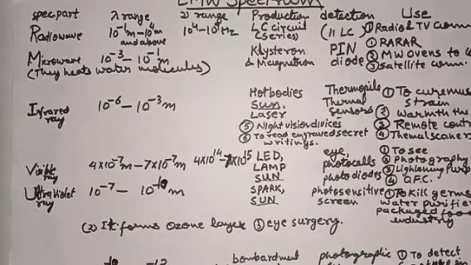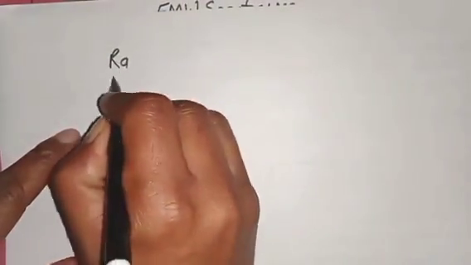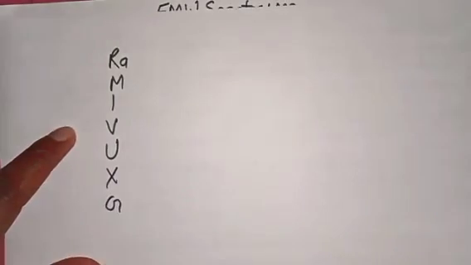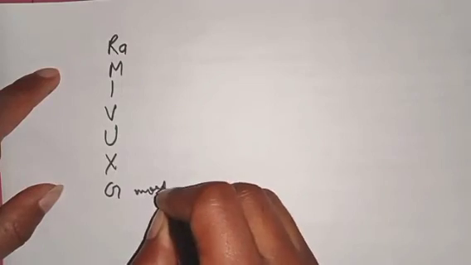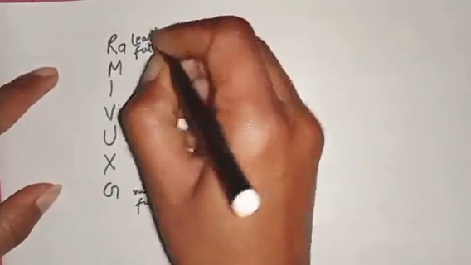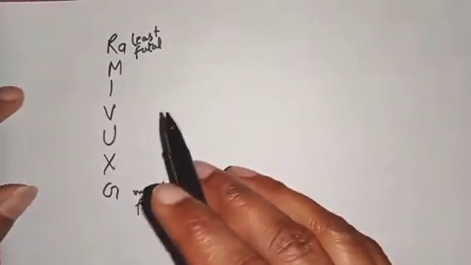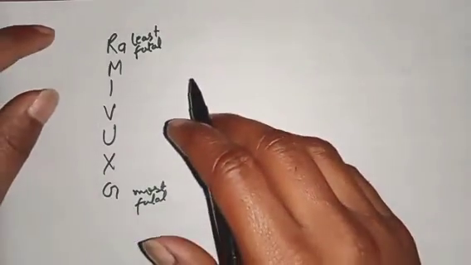Here, one more thing I want to tell you before concluding this entire lecture is that these waves, once again I'm writing them here, RAM IVUXG. So you can see the most fatal wave is gamma. So most fatal, least fatal. Radio waves are also dangerous to us. RA stands for radio, micro, infrared, visible, ultraviolet, X-ray, gamma rays. I have told you about it in another video. I will put its link in the description.